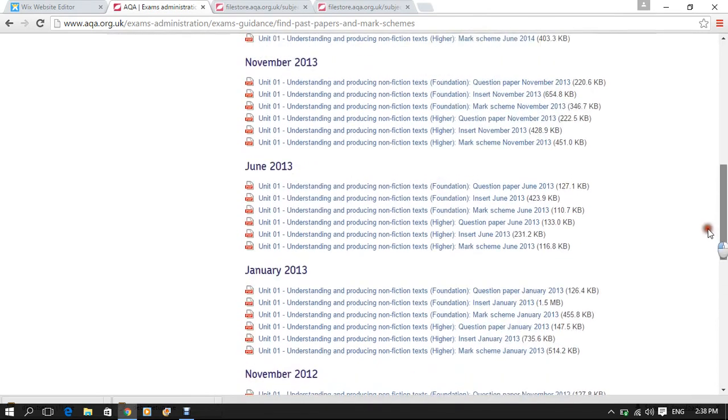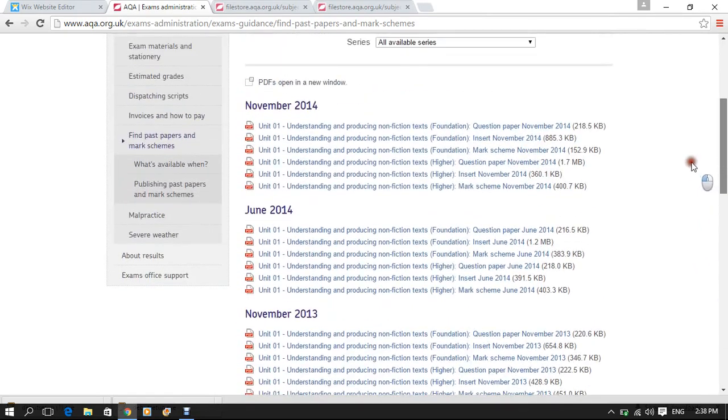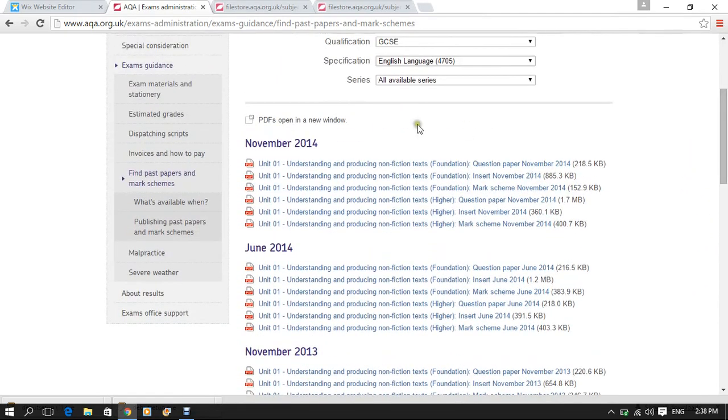For the purpose of this website, we're going to be using all of the papers from the November 2014 series. So you've got the rest of the years to have a go at yourselves. When you're looking for things, make sure you're choosing higher tier, it's higher and foundation here, and you'll need two things. You'll need the question paper, and you'll also need the insert as well. So make sure you download both of those. I've got them open up here. So we're going to start by looking at the question paper.